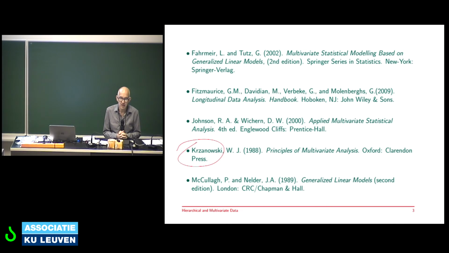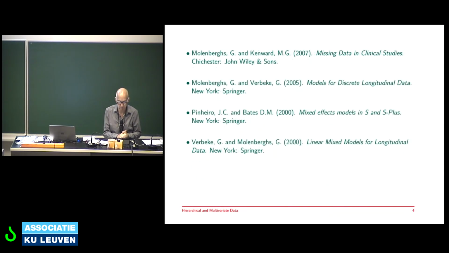McCullagh and Nelder is there because, ever so often when you deal with repeated measures, there is a univariate basis, a univariate core foundation on which everything else is built. You cannot build a building on quicksand. You need to give it a solid foundation. And that's the linear model and the generalized linear model. And the generalized linear model is what McCullagh and Nelder discuss.